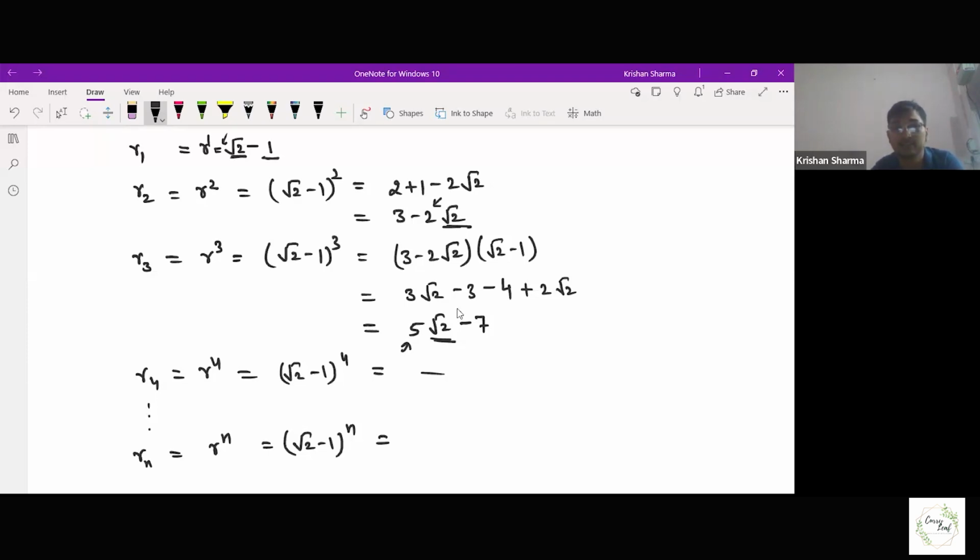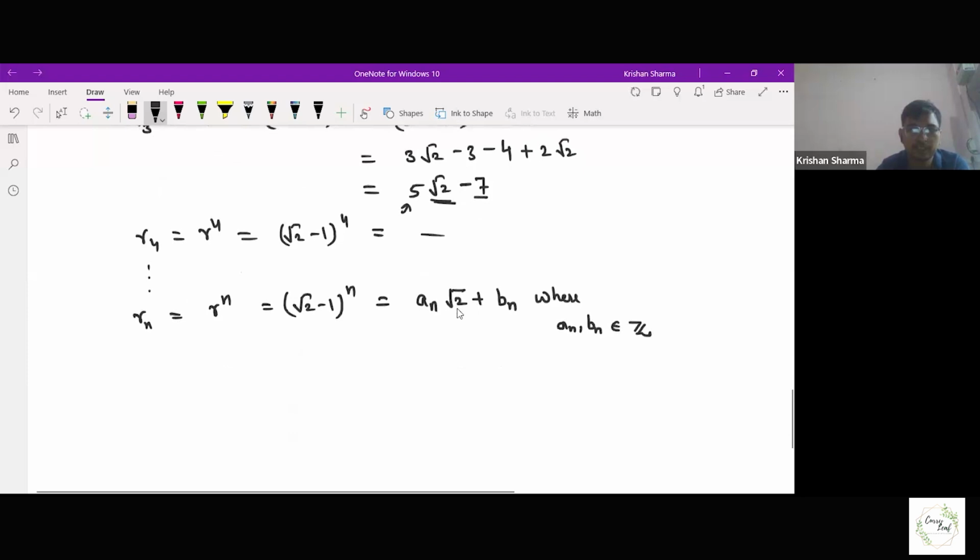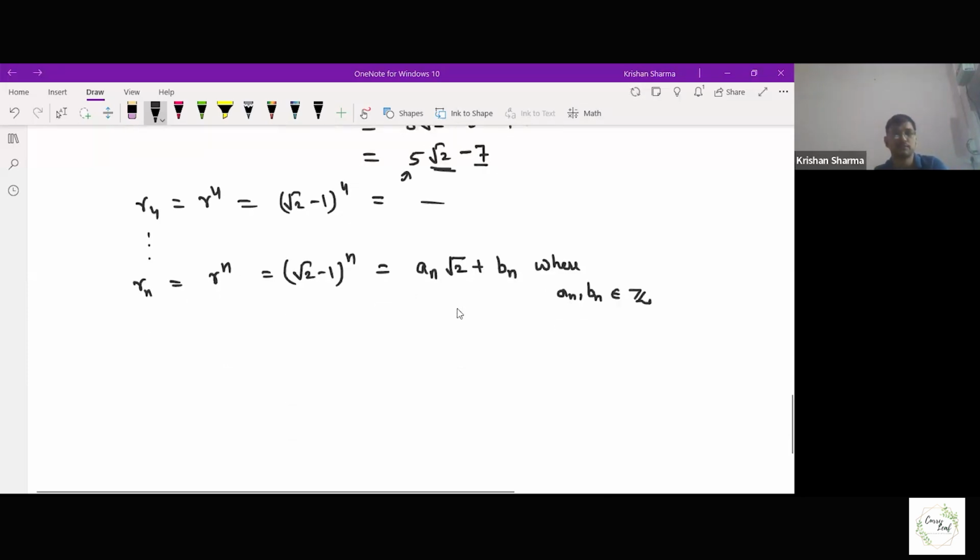Now look at the second term: minus 1, 3, minus 7. They are also integers. So what I can write is that the nth term will be of the form an square root 2 plus bn, where an, bn belong to the integers. Okay, I hope everything is clear till now. If anyone has any doubt, they can ask.